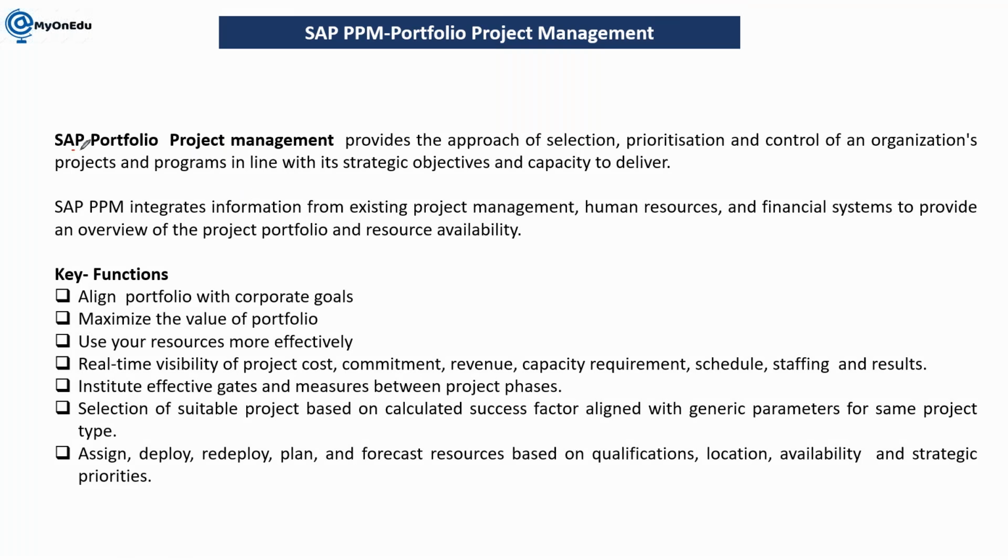Basically, this module provides the approach to select, prioritize, and control an organization's projects and programs in line with its strategic objectives and capacity to deliver. So what we are saying is that this module helps us select, prioritize, and control the projects of any organization to align with their strategic objectives and capacity to deliver. It helps us select a proper project which will be beneficial in future. You can prioritize which project is supposed to be done first and then next, and you can control these project activities.